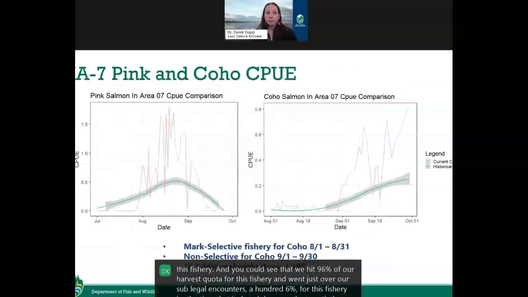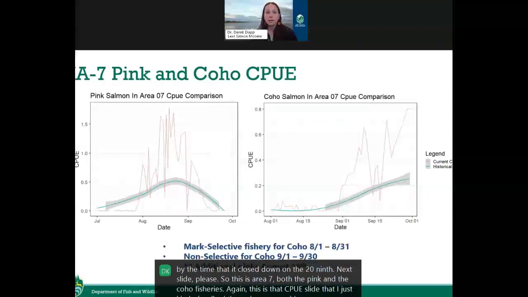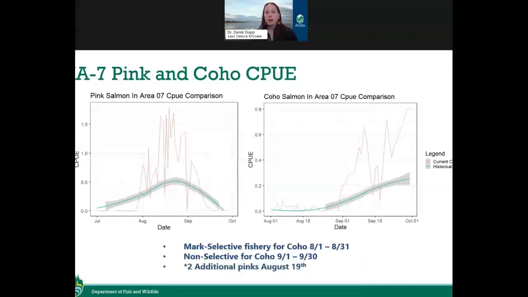Next slide, please. So this is Area 7, both the pink and the coho fisheries. Again, this is that CPUE slide that I just walked through. So we could see that for pink fisheries in Area 7, we had much higher CPUE than we have seen historically. This was a pretty great pink year for anybody who was out there able to take advantage of that. We saw really high catches, really high numbers of pinks in Puget Sound, throughout Puget Sound for this season. And then you can see the graph on the right shows the coho fishery.